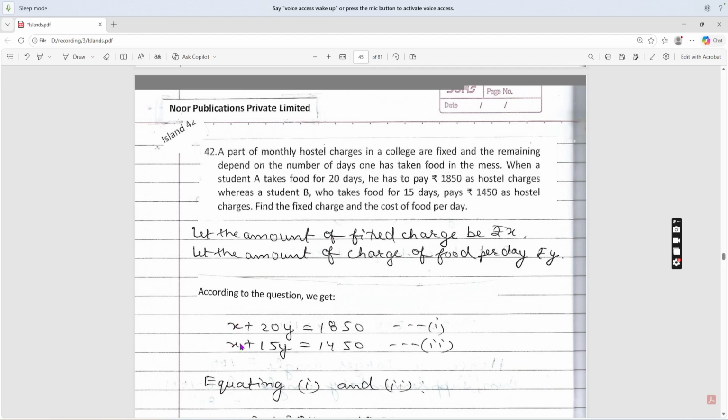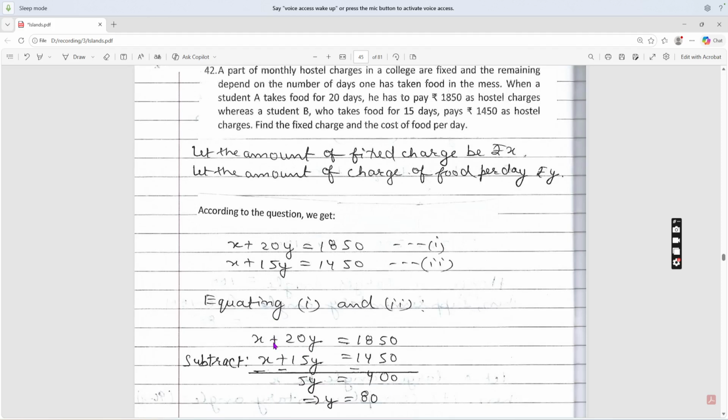x is fixed. Either you are going to take the food or you are not, it is not dependent on how many days you take the food. Whatever extra days you take the food, it is multiplied by the variable charges per day, which is equal to y. So the first student takes the food for 20 days, so his charges for food only are 20y. The other student takes the food for 15 days, so his charges for food alone are 15y, but x they have to pay because x is the fixed charge of the hostel for residing in it. So the total bill of the first student is 1850 and the other one is 1450.